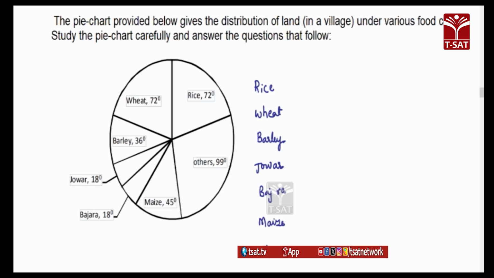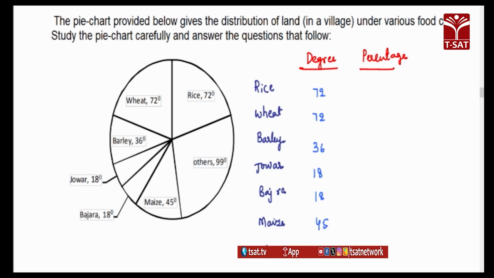Write it in terms of degrees, then write also in terms of percentages, because if you observe, it is clearly a multiple of 18 or multiple of 9. So you can easily say this. Look at rice is 72 degrees, wheat is also 72 degrees, barley is 36 degrees, jowar is 18 degrees, bajra is 18 degrees, maize is 45 degrees, others is 99 degrees.